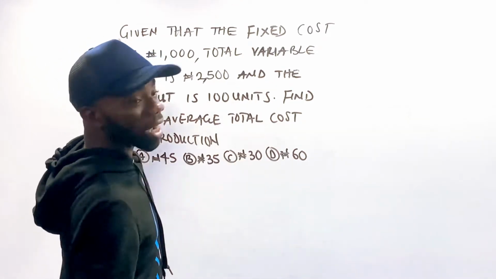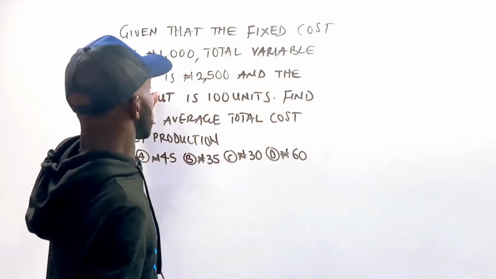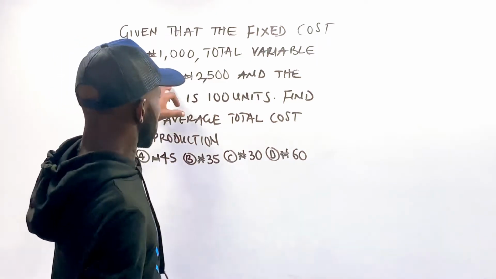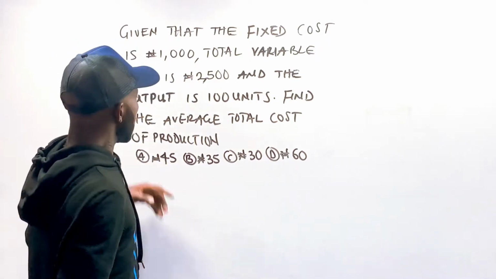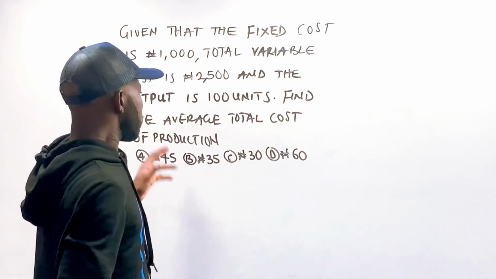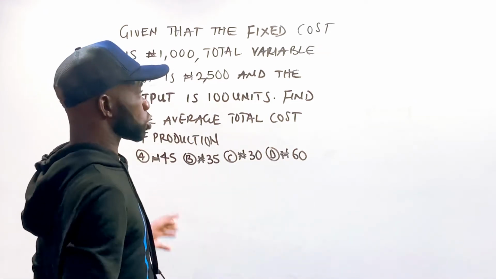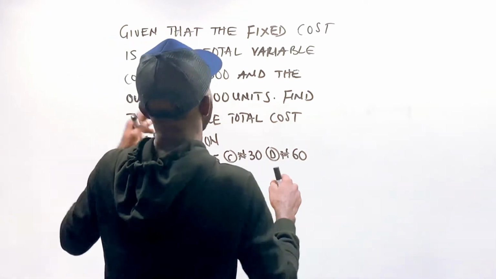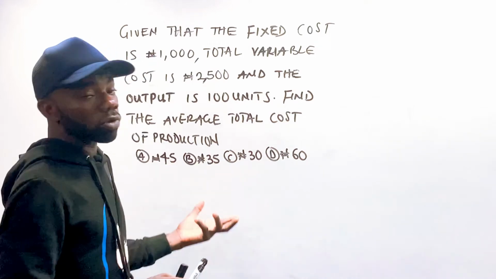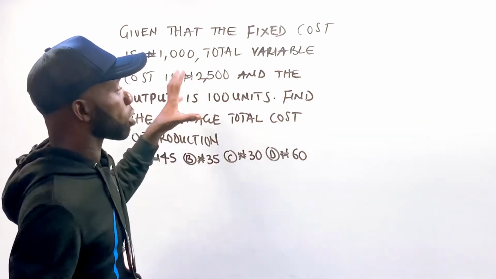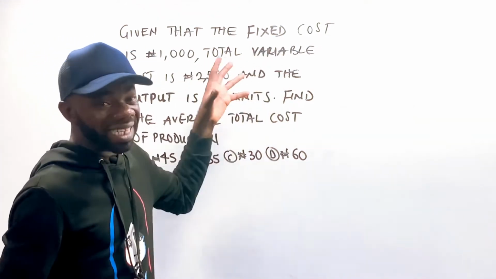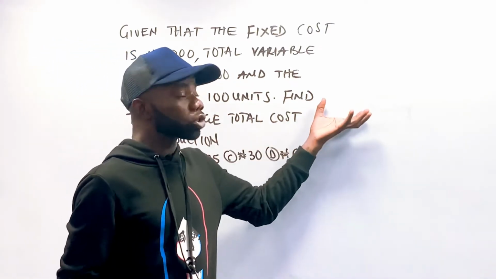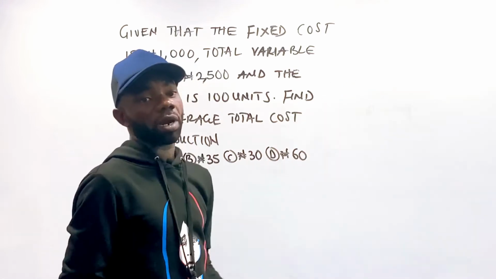When looking at this question, we'll pick the components or the concepts represented here and then use them to solve the question. This question says, given that the fixed cost is 1,000 naira, total variable cost is 2,500 naira, and the output is 100 units. Find the average total cost of production. No big deal. There are two ways to go about this. But if you want to accommodate all the components mentioned in this question, we have to go the way of introducing fixed and variable cost into the formula of total cost.